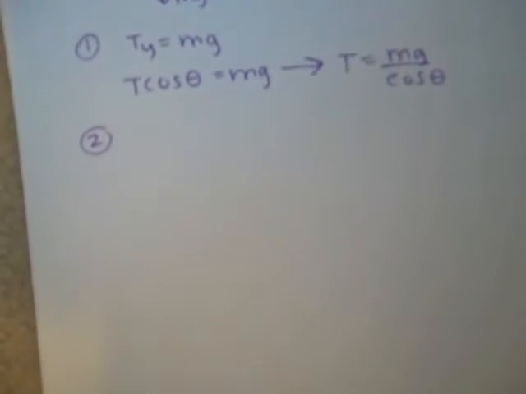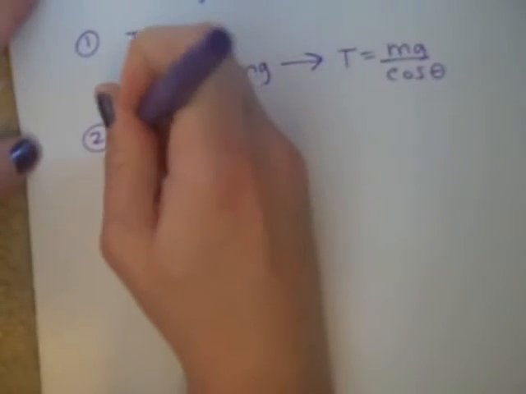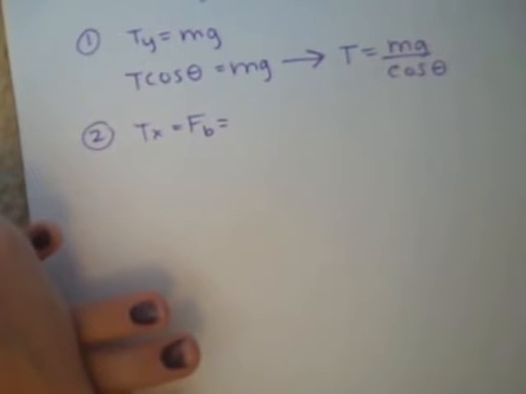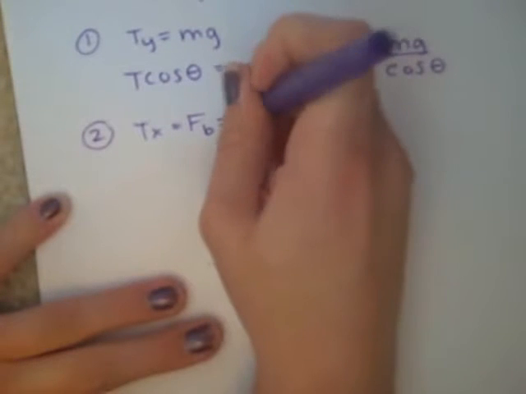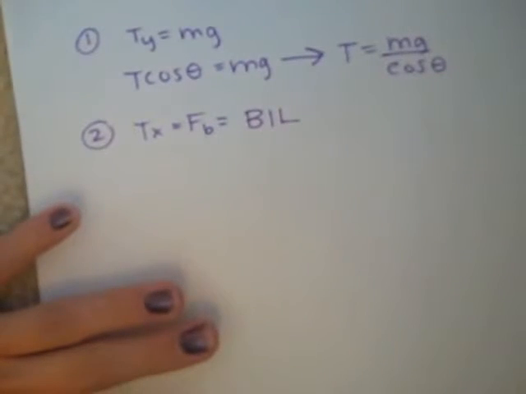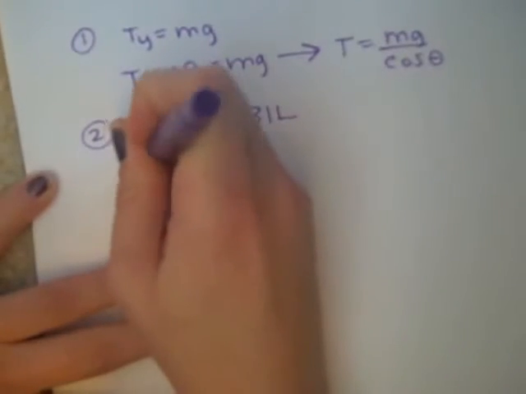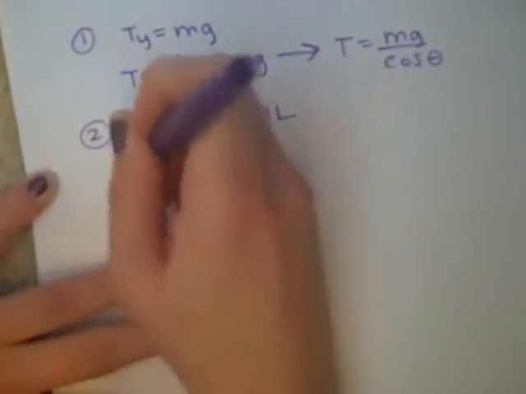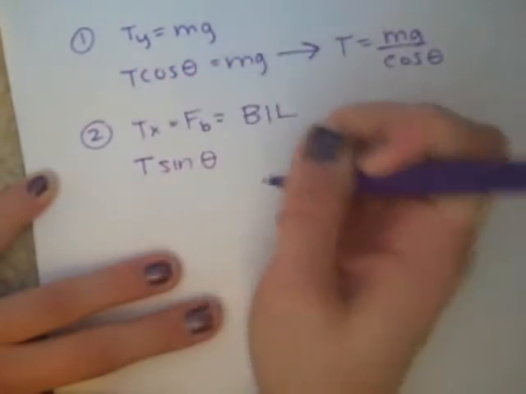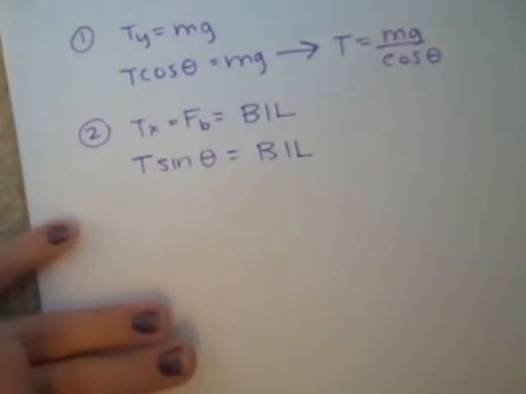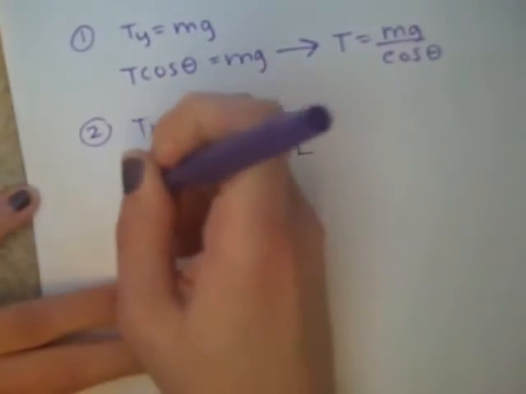Step number 2 then is to use your X components and say tension in the X is equal to your magnetic force. And since we have current going through a wire here, your magnetic force is going to be B times I times L. And so what we will get is your tension in the X is going to be, in this picture, T times the sine of theta equals B times I times L. And then we know from above that tension was mg divided by the cosine of theta.